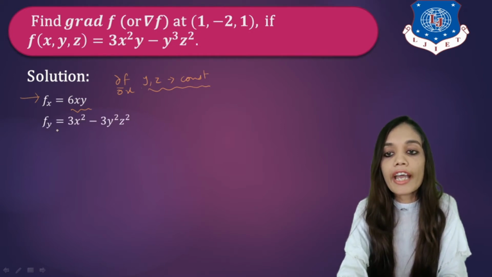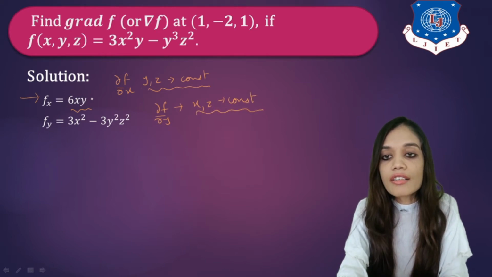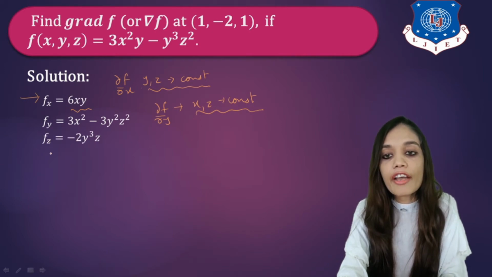Next we will find fy, that means del f by del y. Here we will put x and z as constant. Keeping these two constant, you will get the answer as 3x square, because the derivative of y will be 1, minus the derivative of this, which will be equal to 3y square, and z square will remain as it is because it is constant. Next, let us find fz, means del f by del z.